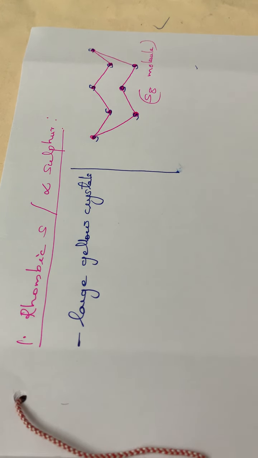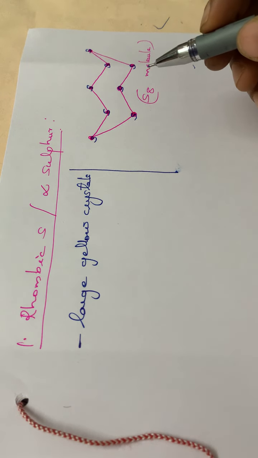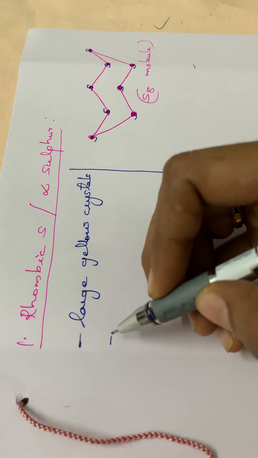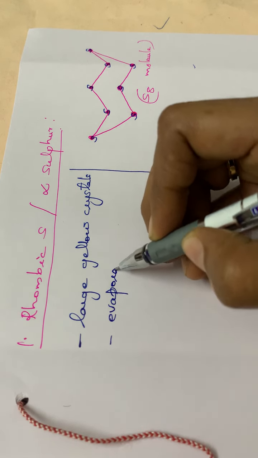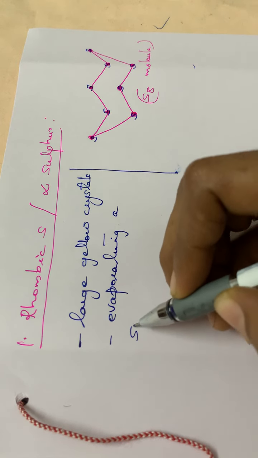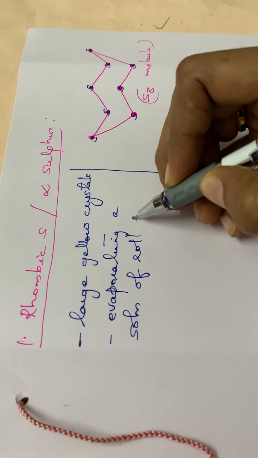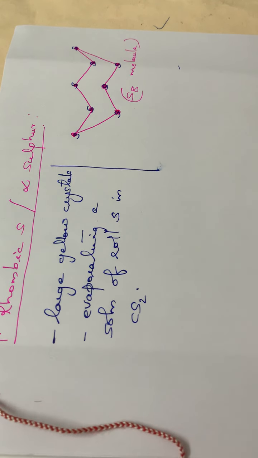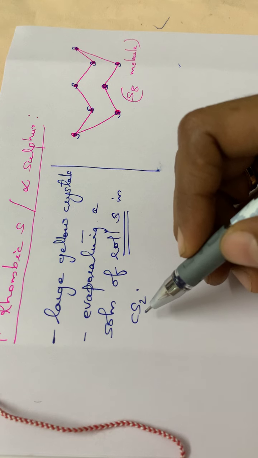Rhombic sulfur occurs in volcanic areas. And it is prepared by evaporating a solution of roll sulfur in carbon disulfide.